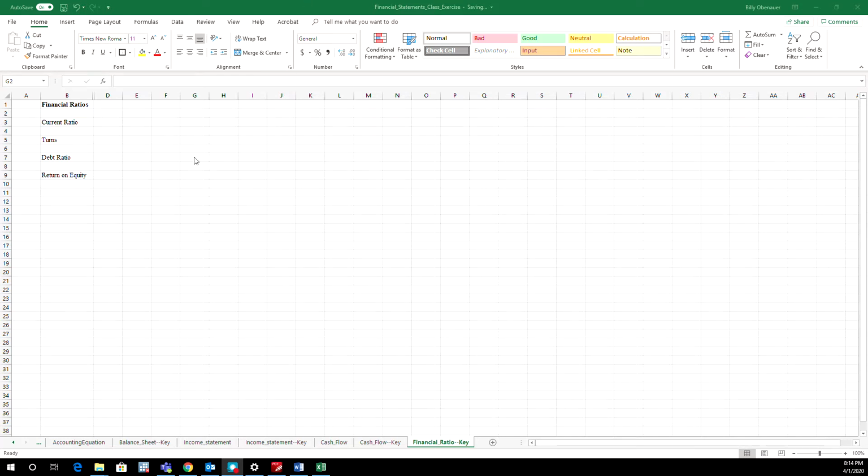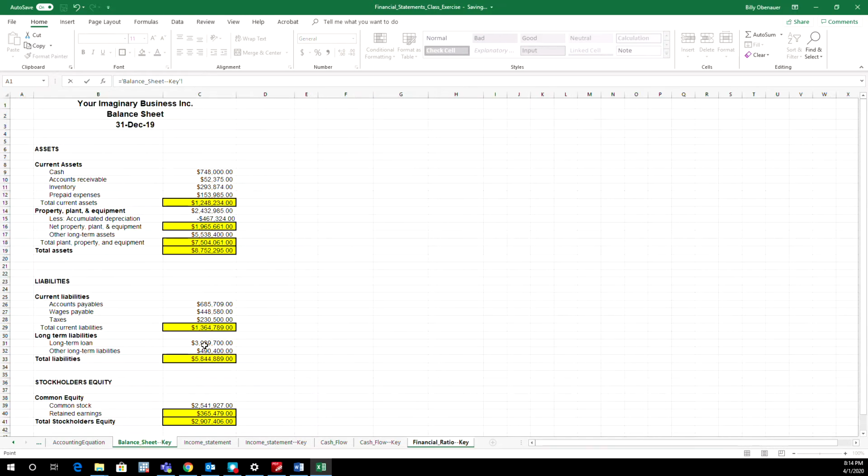Okay, so we're going to start with our current ratio, which is simply a comparison of our current assets to our current liabilities. To calculate this, we're going to go to our balance sheet, and we are going to take our current assets, which is here at $1,248,000, and we are going to divide that by our current liabilities, which is $1,364,789.